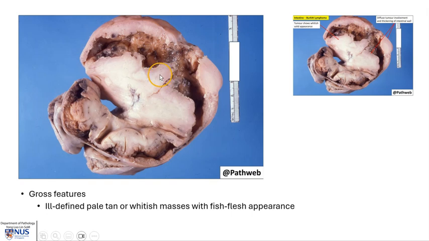Grossly, there is an ill-defined pale tan or whitish mass with a fish flesh appearance that we saw earlier. This is actually the same case that we saw in the virtual pathology specimen, and this is the fresh specimen. We can see that the tumor appears almost whitish in color, and this is why it is called a fish flesh appearance, both the whitish color as well as its very smooth looking homogeneous texture. So we can see that the small bowel wall is variably thickened by the tumor.